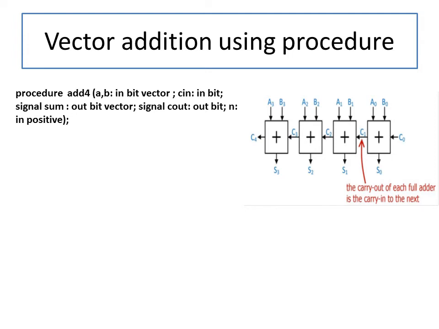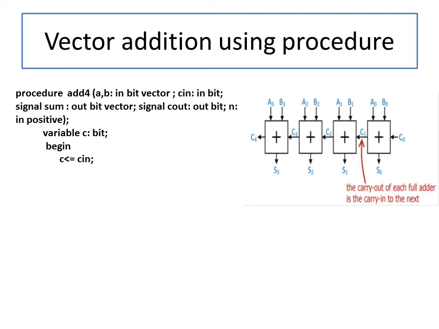Once it is over, we'll declare the terms here. There will be a term called carry, which will be a variable. That is shown in the right side schematic as C1, C2, C3. They are going to be variable terms, which will be bit. So we have written variable C as bit. Then we'll initialize the statement.